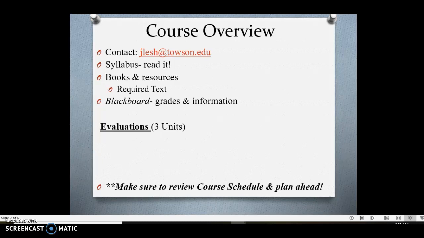The syllabus is posted and available. Please read the syllabus. I try to keep it as brief and straight to the point as possible. The expectations for the course are laid out in the syllabus, including the assignments, the value of the assignments, the readings, and how to approach the course. So please take time to read the syllabus in advance of starting the course.